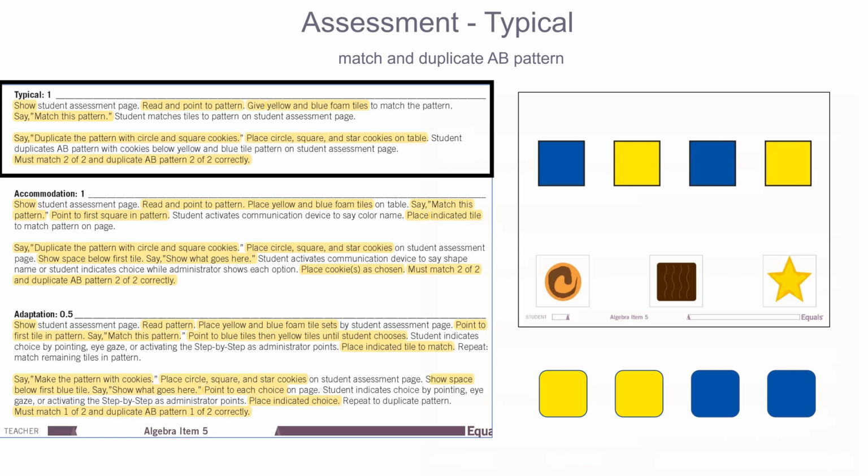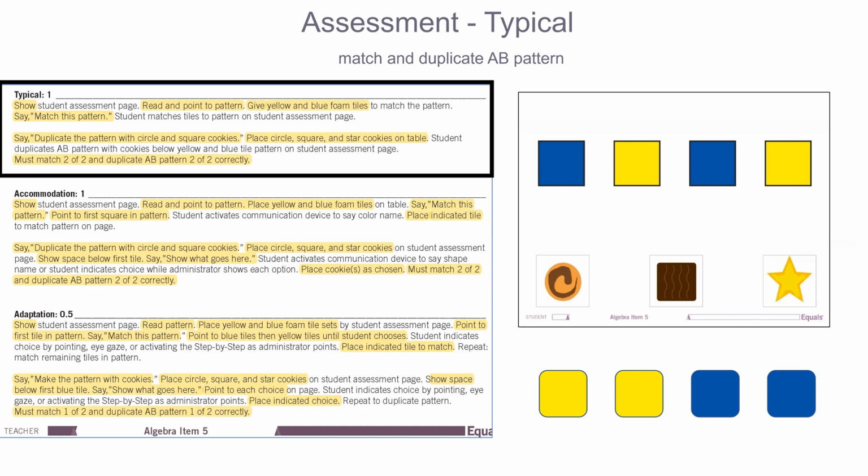It says, show the student assessment page. That's what this is. Read and point to pattern. All right, I will. Blue, yellow, blue, yellow. Then I give my yellow and blue foam tiles so the student will match the pattern. That makes sense because that's what the item is. Student will match and duplicate an AB pattern.